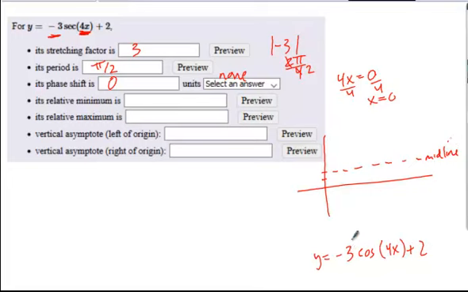And then the amplitude of this cosine function is -3. That means I move up 3, which gets me to 5, and I move down 3, 1, 2, 3, which gets me to -1. So those would be the min and max of my cosine function. Now, a cosine graph in general starts at the maximum, and its 5 critical points are maximum, midline, minimum, midline, maximum.